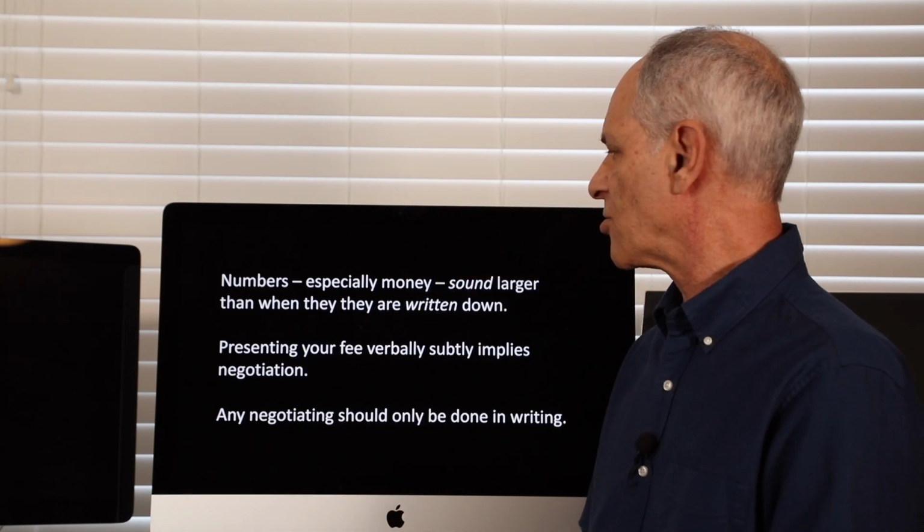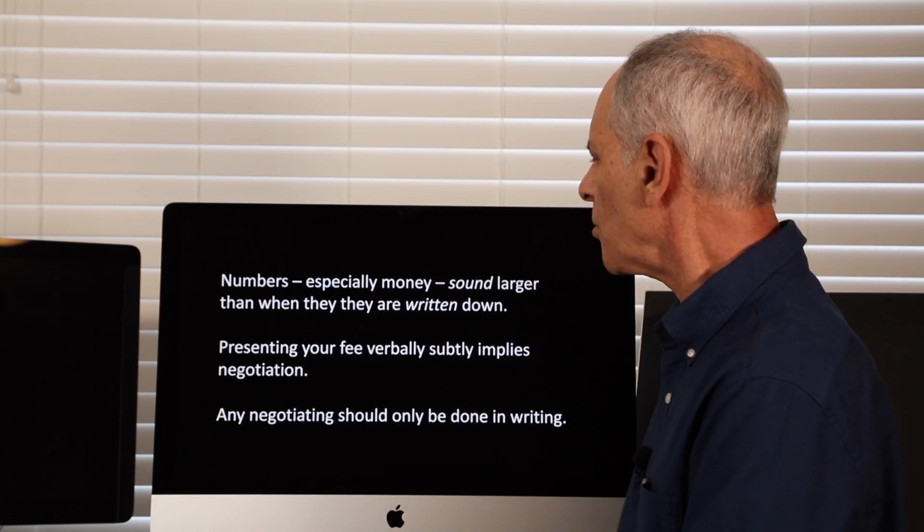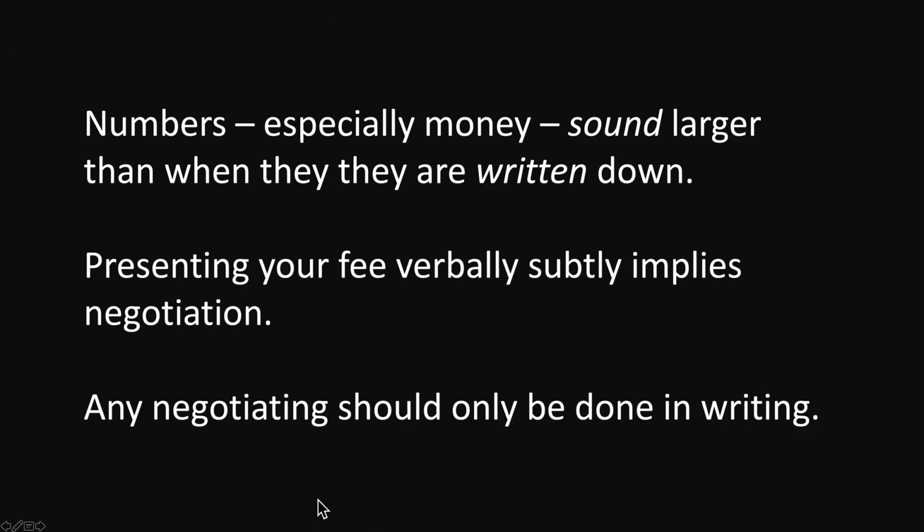One is human nature. Numbers sound larger than when they're written down. And part of this is because during the normal course of the day, the kind of numbers that you discuss for money are usually, let's say, under $100. Rarely do you talk about much larger sums unless you're a real estate agent or whatever. But generally, you're talking about numbers $100 or less. When you're talking about your fee schedule, those are probably higher and they sound a lot higher than when they're written down.